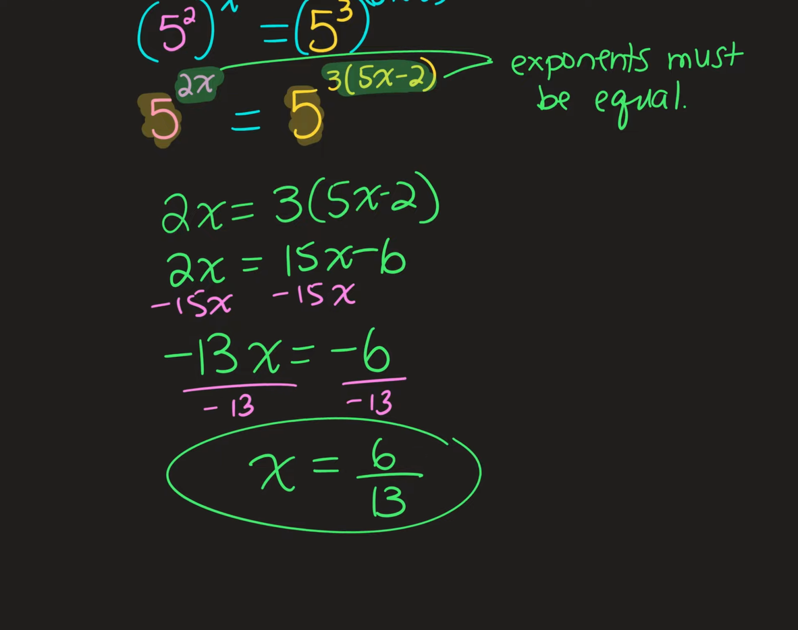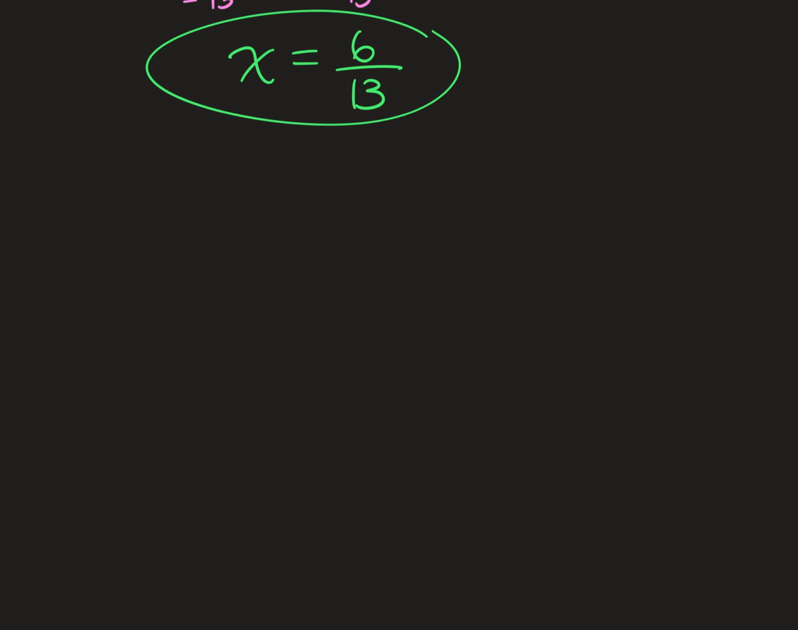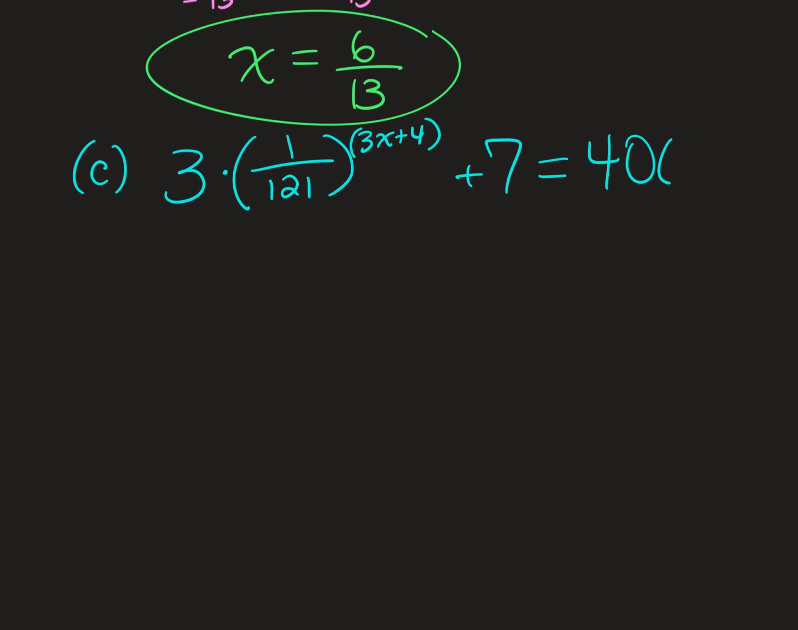We're just going to jump right in here with both feet. All right. So our last example in this, and then we're actually going to use kind of what we get to at a certain point in this process to talk about the second approach. So this kind of looks a little scary. So we have 3 times 1 over 121. The 1 over 121 is raised to the 3x plus 4 power. Plus 7 equals 4,000.